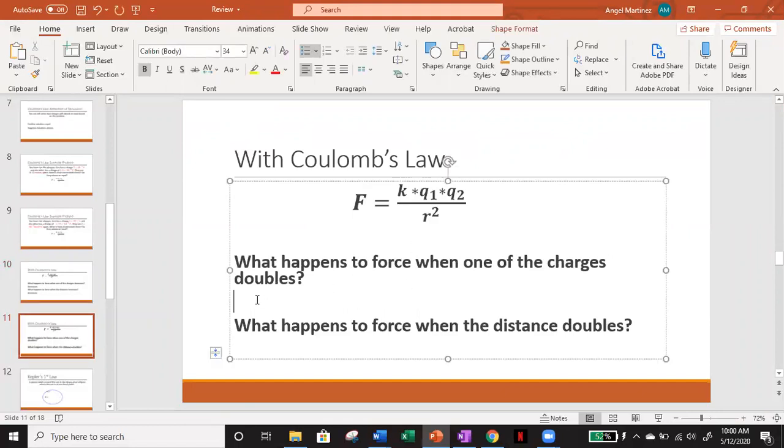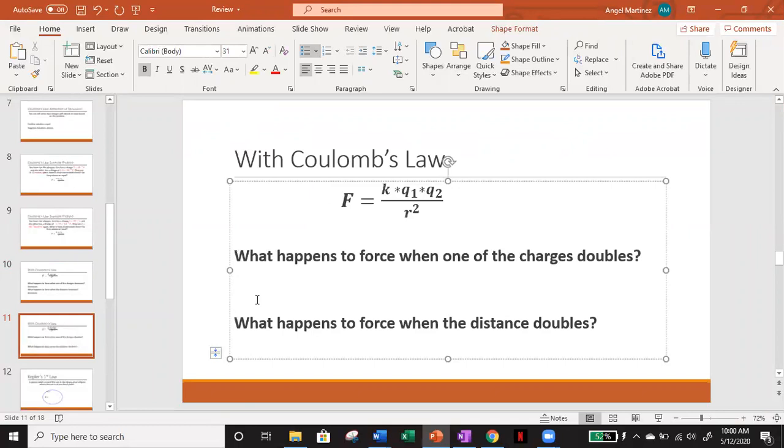Similar thing. It's a little bit of math, but let's just go over it. What happens to the force when one of the charges doubles? Let's say Q1 is twice the amount of charge. F would also be twice the amount of force. So F will double. Whatever happens in the top happens for F. So if Q2 triples, F will triple.